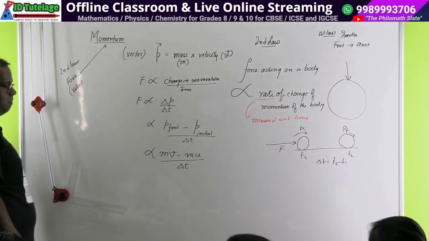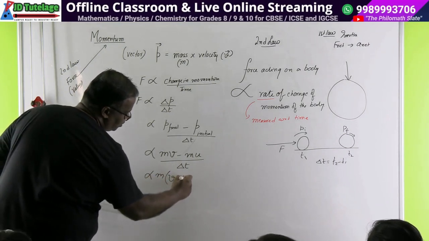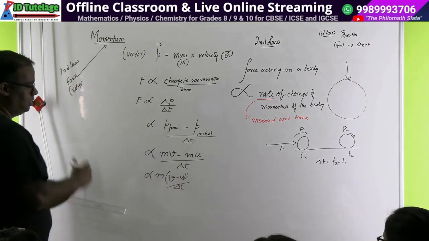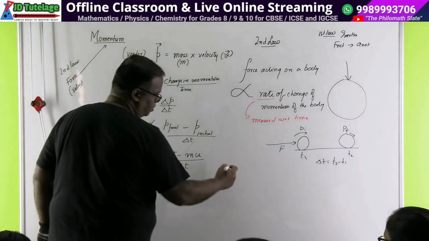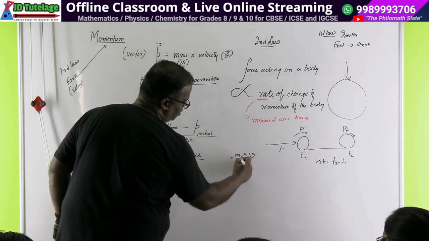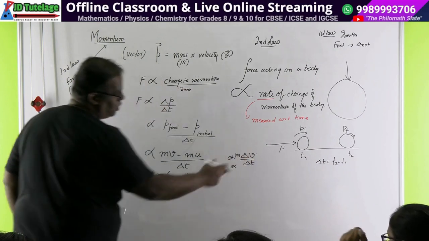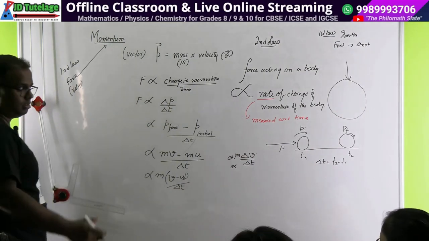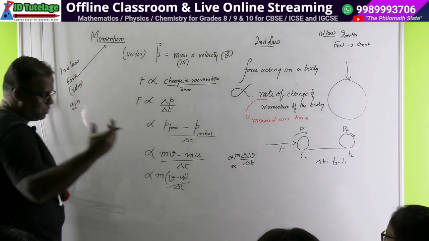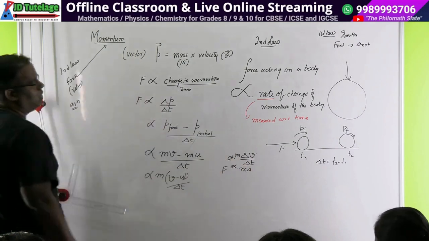Agreed? No issues? Can I write it directly proportional, M common, V minus U divided by delta T? Got it? And what is V minus U? V minus U is nothing but delta V, change in velocity over change in time. Do you remember what this quantity is? Change in velocity over change in time. Acceleration. If there is force, there has to be acceleration. So this is M into A. F is directly proportional to M into A.